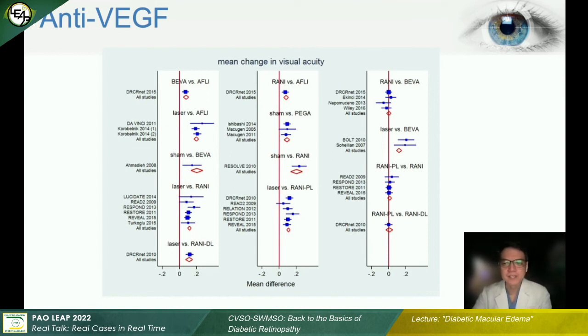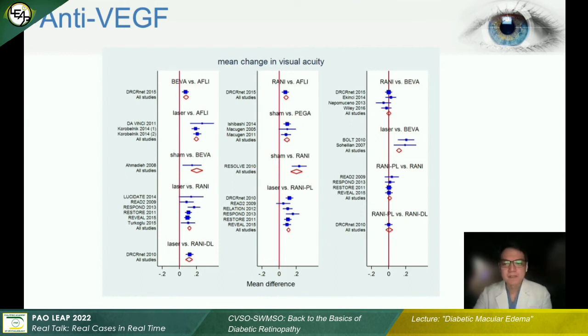People receiving ranibizumab were less likely to gain 3 or more lines of VA at 1 year compared to those receiving aflibercept, with moderate certainty of evidence. For every 1,000 people treated with aflibercept, there would be 92 fewer who would gain 3 or more lines of VA at 1 year if treated with ranibizumab.